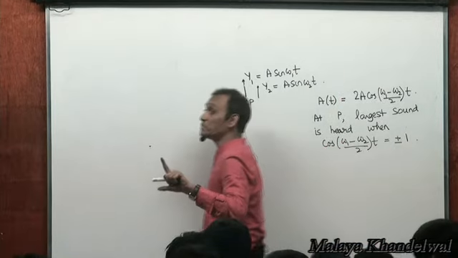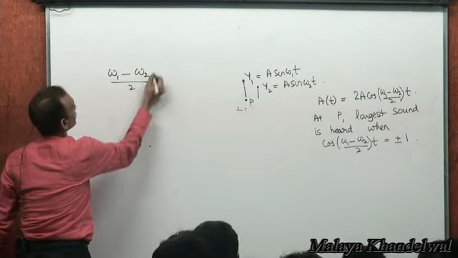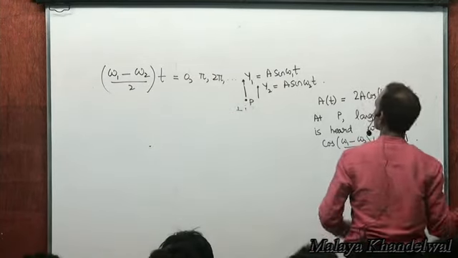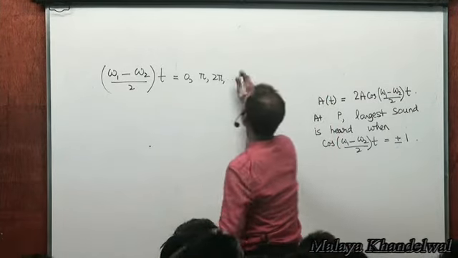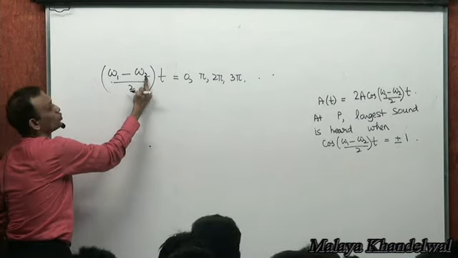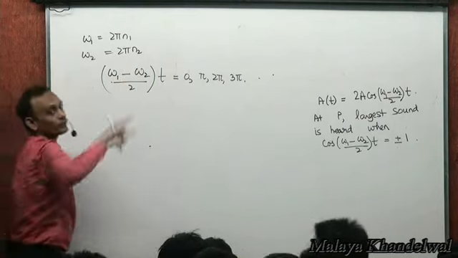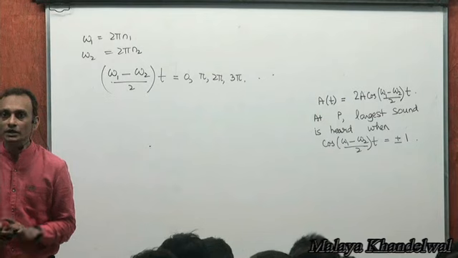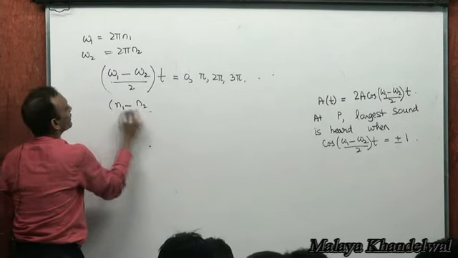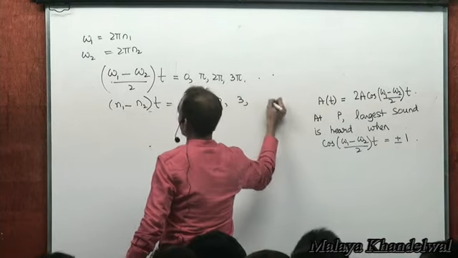Which means when cos theta is plus minus 1, theta must be an integral multiple of pi. That means at instances of time when (omega 1 minus omega 2) by 2 into t is 0, pi, 2 pi, 3 pi and so on and so forth, you will hear large sounds. At these instances of time you are going to hear large sounds because intensity would be maximum, the square of the amplitude would be maximum at these instants. That means omega 1 is 2 pi n1, omega 2 is 2 pi n2. n1 and n2 are the frequencies of oscillation of each of the disturbances, right? So this would give me (n1 minus n2) by 2, into t equals 0, pi, 2 pi, 3 pi... the pi will also get cancelled, so 1, 2, 3, and so on and so forth.